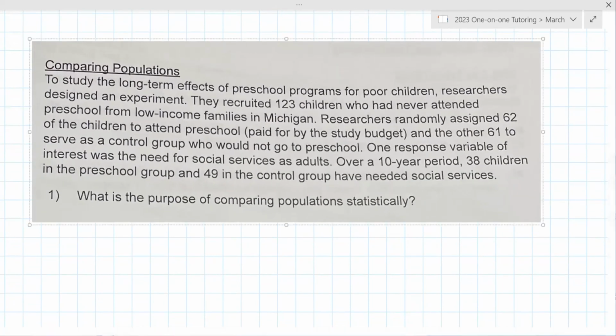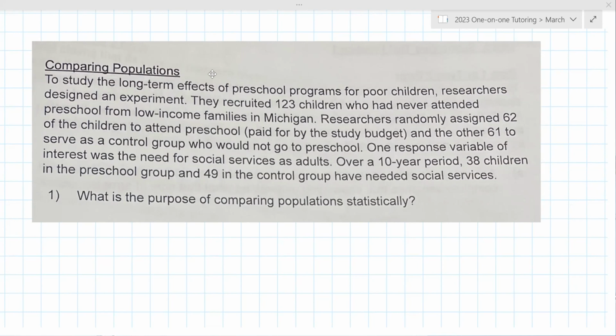We've already answered question 1. It's the same answer each time, but let's look at it. Oh, sorry, it's a normalcy test. Okay. To study the long-term effects of preschool programs for poor children, researchers designed an experiment that recorded 123 children who never attended preschool from low-income families. Researchers randomly assigned 60 of the children to attend preschool, and the other 61 to serve as a control group who would not go to preschool. One response variable of interest was the need for social services as adults. Over a 10-year period, 38 children in the preschool group and 49 in the control group have needed social services.